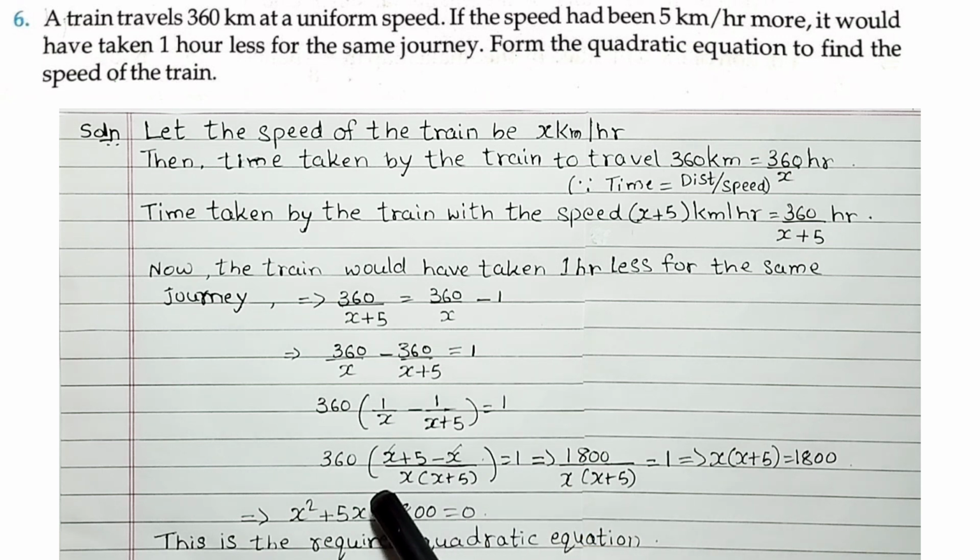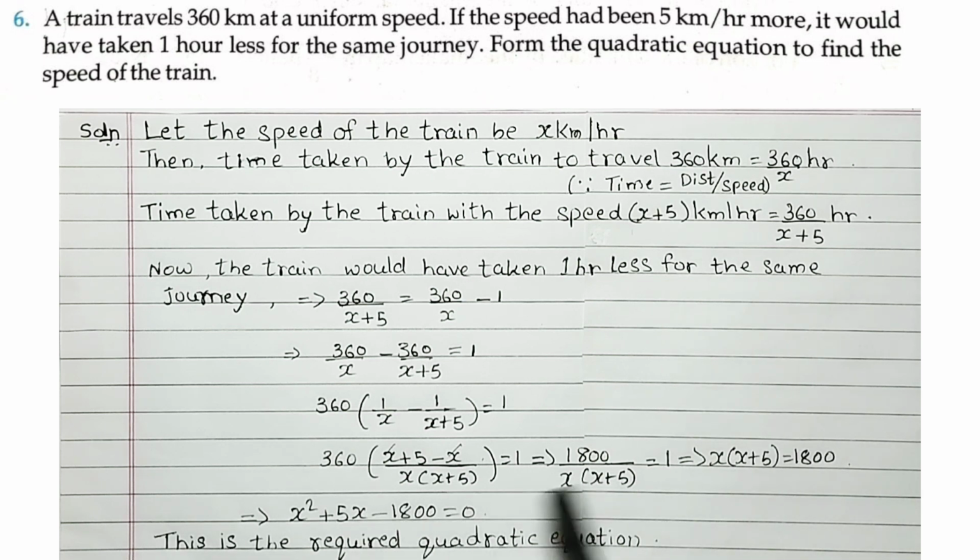x gets cancelled. 360 into 5, 1800 by x into x plus 5 is equal to 1. Cross multiply: x into x plus 5 is equal to 1800, or x square plus 5x minus 1800 is equal to 0. This is the required quadratic equation to find the speed of the train.